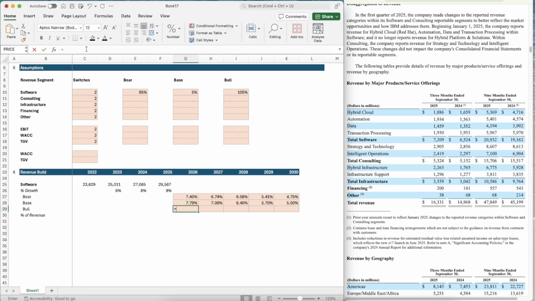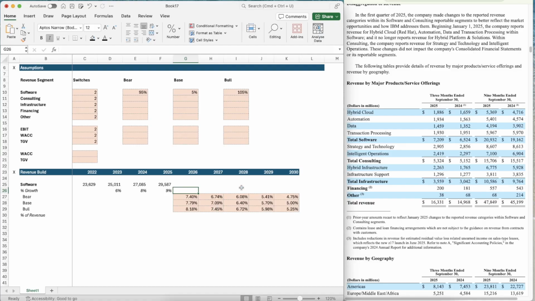We do the same for the bull case. Again, lock it in. And there we have it. Now, we want to be able to flick through each of these scenarios. So if the growth rate is 7.4%, we want to be able to toggle that. That will be 1 for the bear case. The base case is 2, and the bull case is 3.